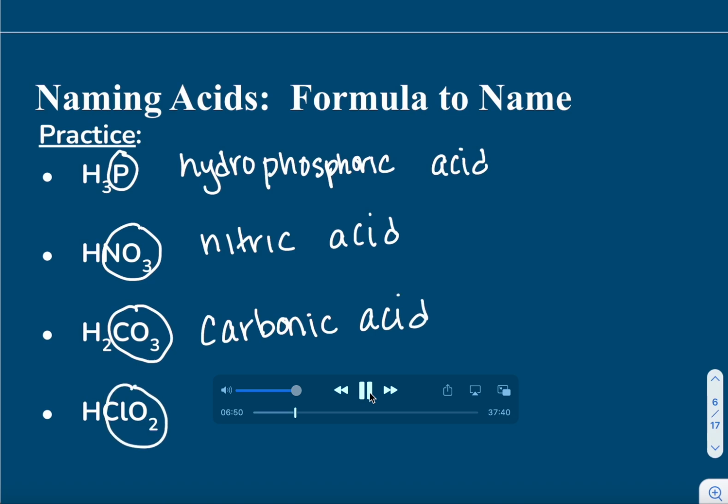CO3 is carbonate, so that becomes carbonic acid. And ClO2 is chlorite, so that becomes chlorous acid. Remember, the ITE becomes OUS.